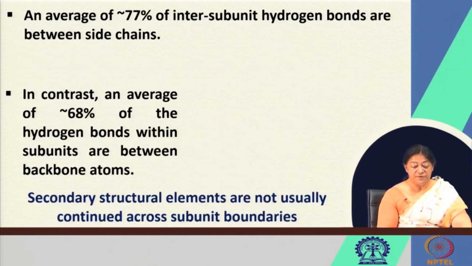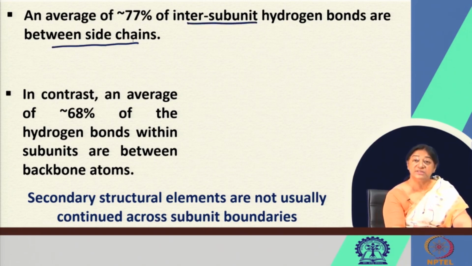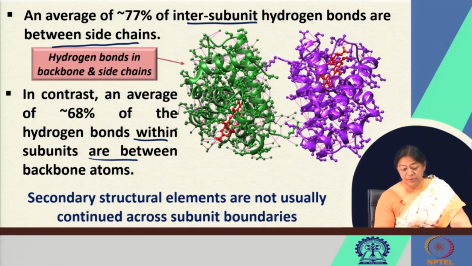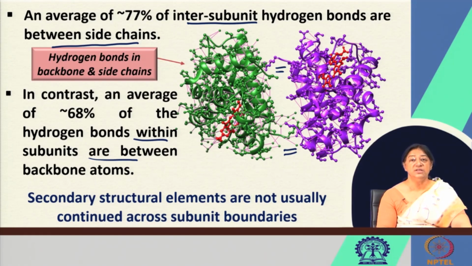So, an average of 77% of inter-subunit hydrogen bonds are between the side chains. We have to hold the subunits together, and the hydrogen bonds generally within the subunits are between the backbone atoms, and the secondary structural elements that we observe are not generally carried over the subunit boundaries. So, these would be two subunits that would be held together in a fashion that could include hydrogen bonds in addition to preferable hydrophobic interactions.